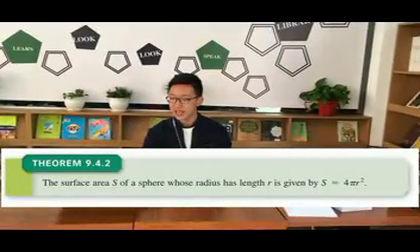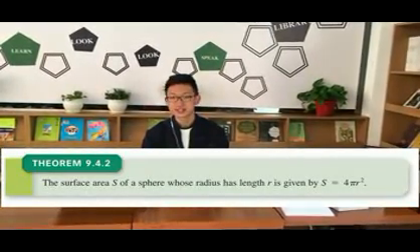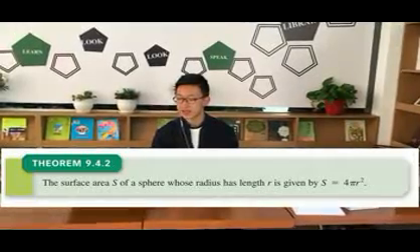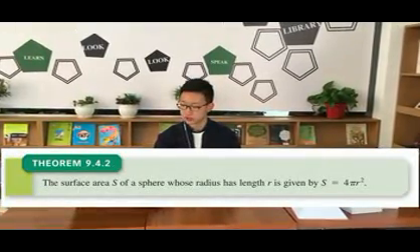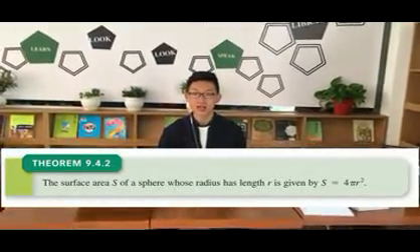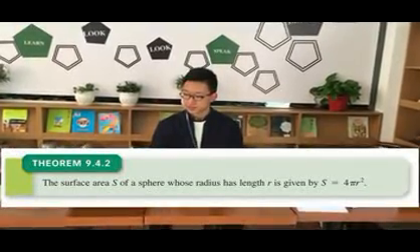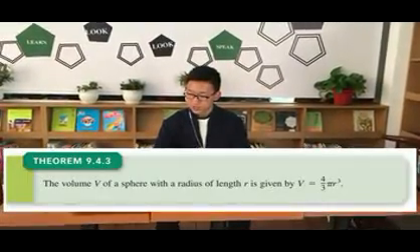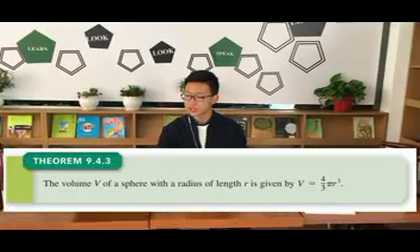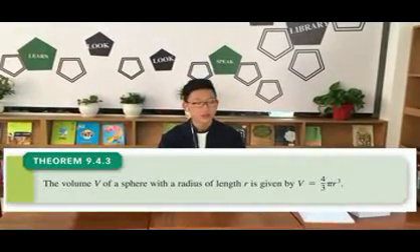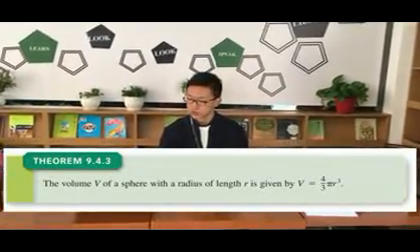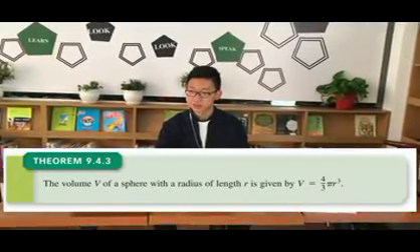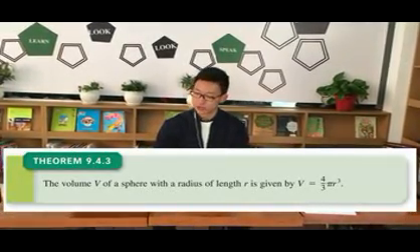The surface area S of a sphere whose radius has length r is given by S equals 4 times pi times r squared. The volume V of a sphere with a radius of length r is given by V equals 4/3 times pi times r cubed.